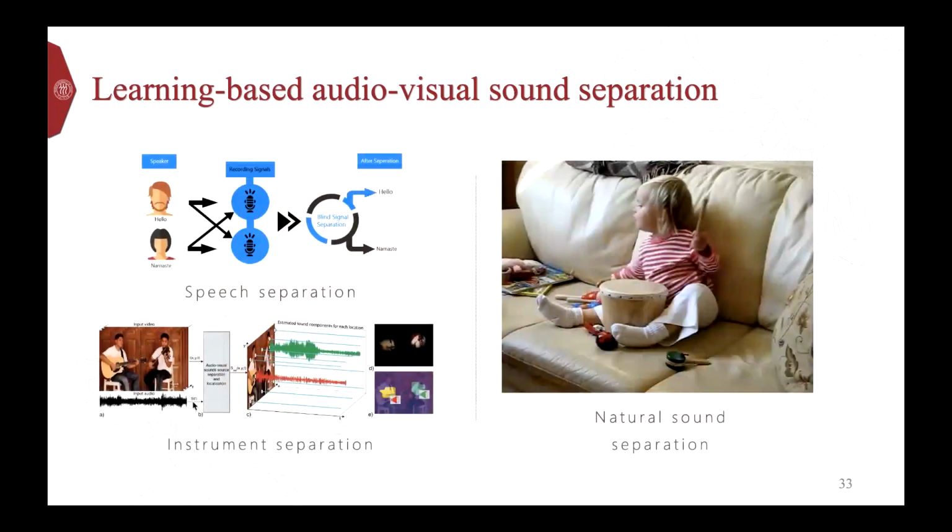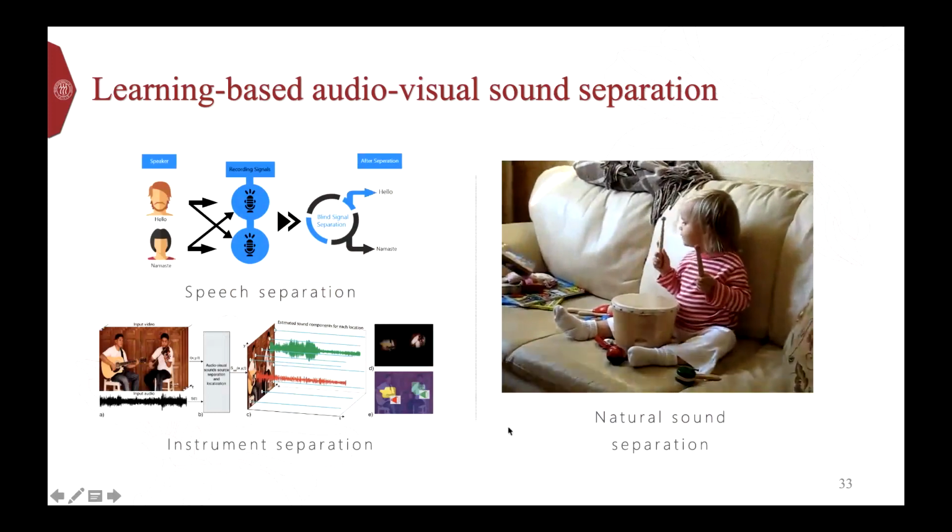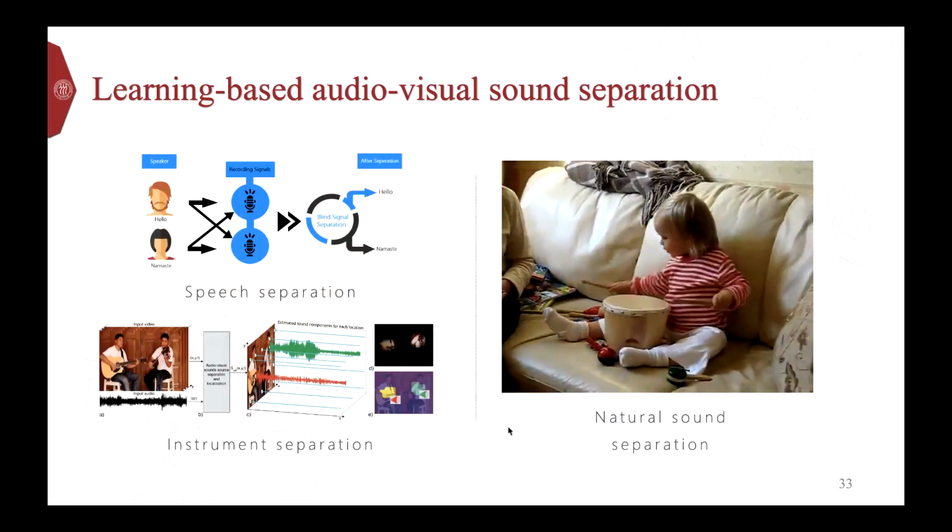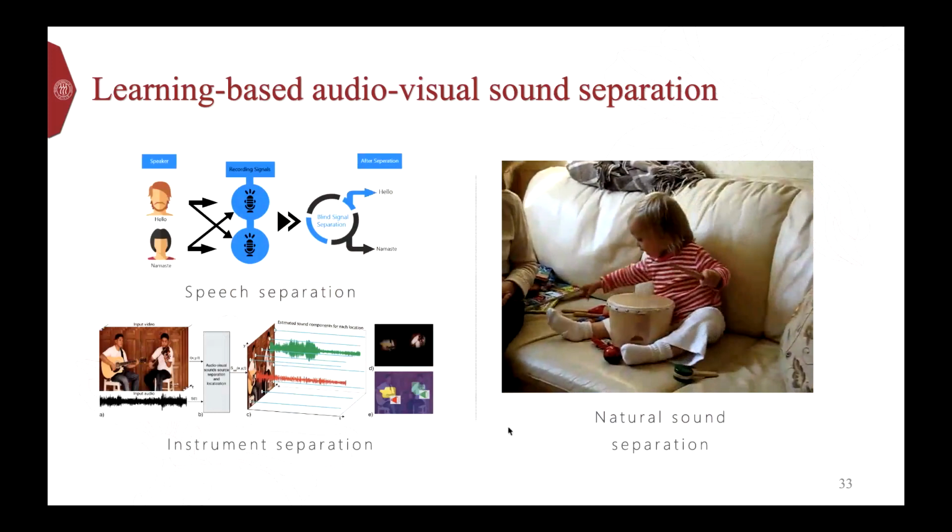And besides speech separation and instrument or music sound separation, we also want to ask if we can separate natural sounds in real world scenarios, such as a baby playing the drum. We can see that in this video the drumming is not always sounding, and there are multiple sounds such as the baby yelling, the mommy's voice, and the drumming sound. And we want to ask if we can separate the drumming sound, the baby sound, and the mom sound, and achieve better results.